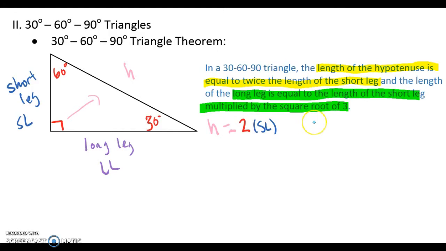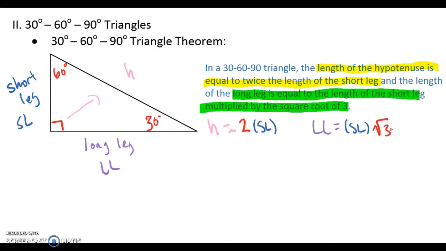So again, the long leg is equal to the length of the short leg times the square root of 3. And that square root of 3 is always going to be there. So notice there's both square roots for 45, 45, 90 and 30, 60, 90.